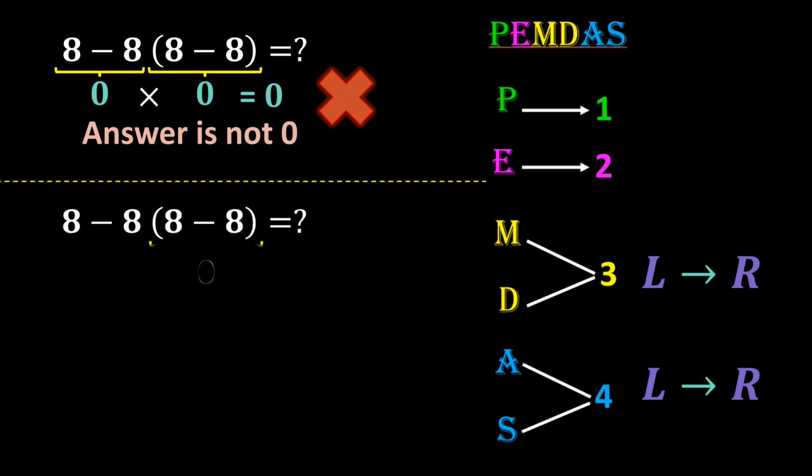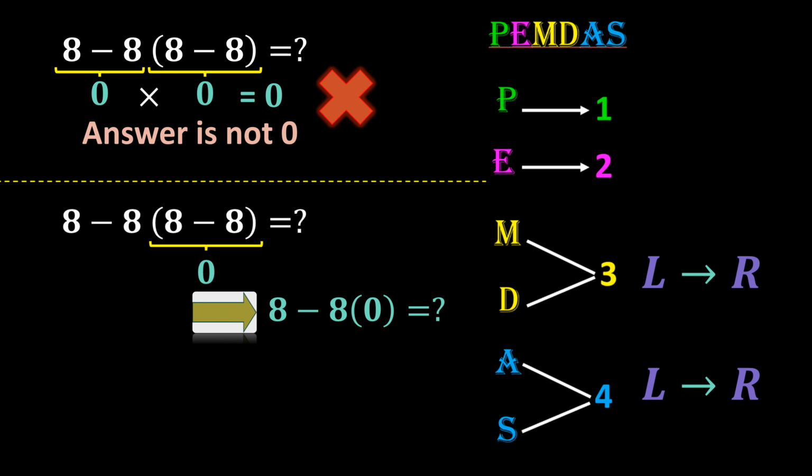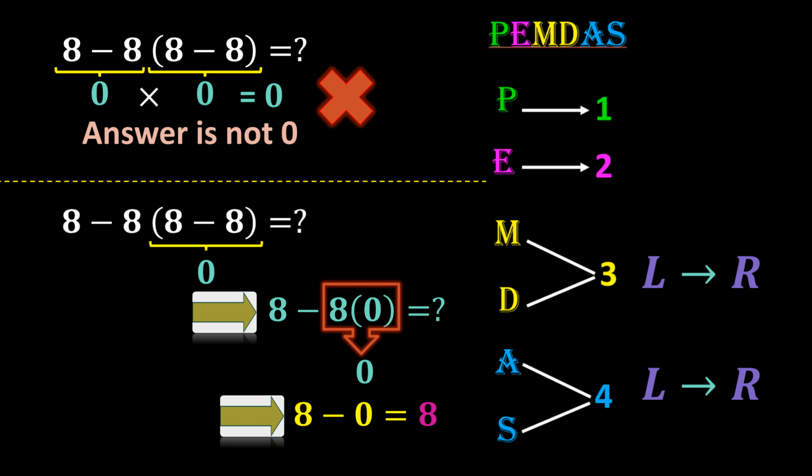According to the PEMDAS rule, we first solve inside the parentheses. 8 minus 8 equals 0, so the expression becomes 8 minus 8 times 0. Next comes multiplication: 8 times 0 equals 0. Therefore, 8 minus 0 equals 8.